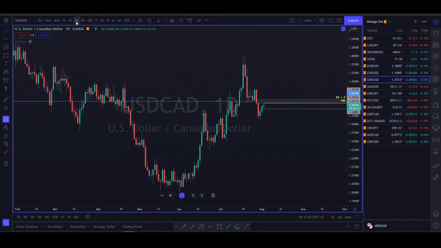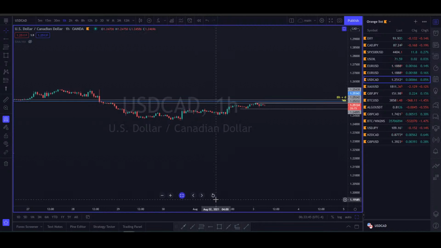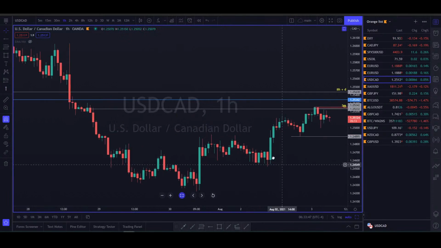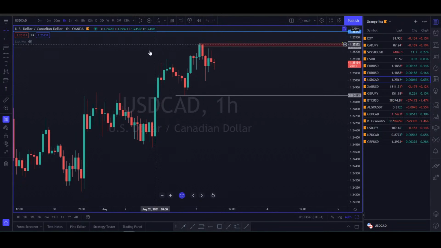This thing still isn't doing anything, is it? Still struggling to go lower. So an hourly close above 125.232 keeps you out of the trade. If it closes above that level, you don't take it.